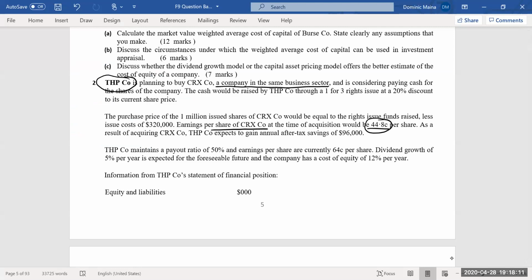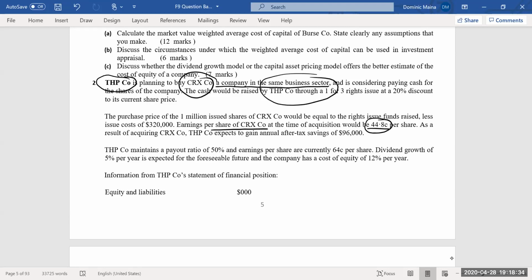So we can use the PE ratio of THP company to assume that it will be the PE ratio of CRX company, because they are in the same business sector. For CRX company, we don't have its share price, so we can't get its PE. So you're going to use the PE ratio of THP company to get what should be the market value of CRX company. Therefore, we want to get the PE ratio of THP.